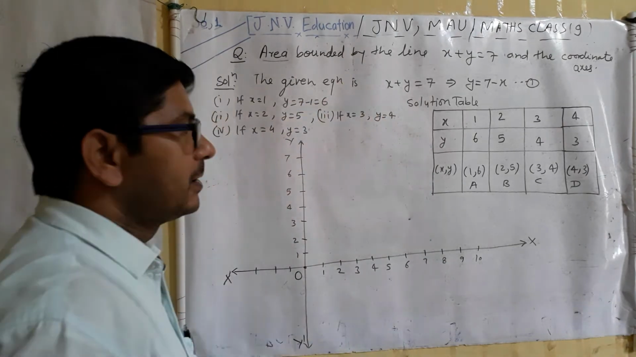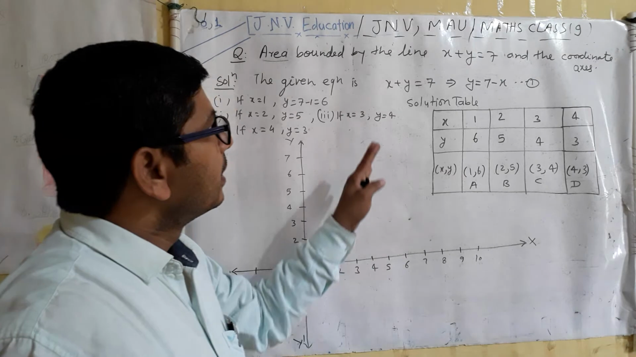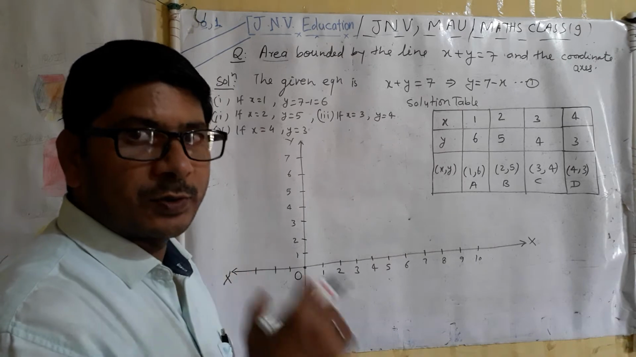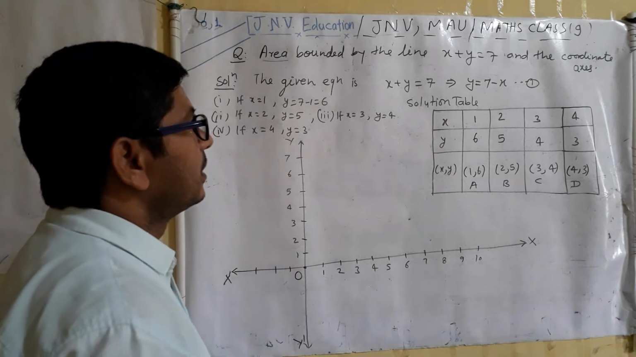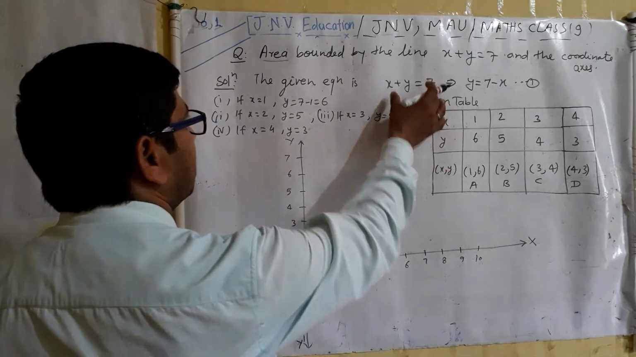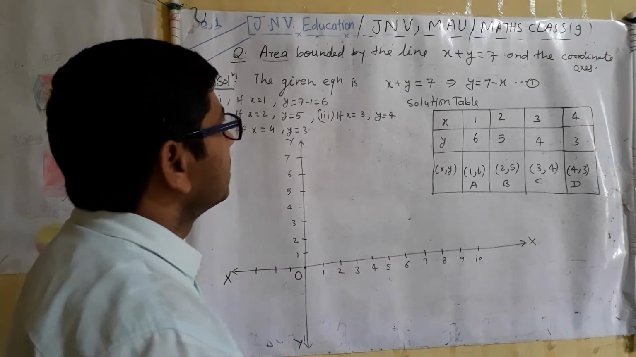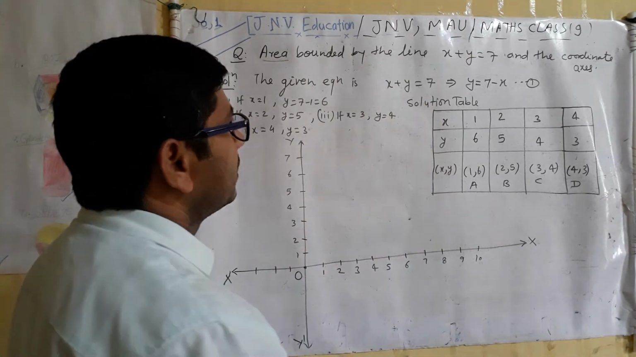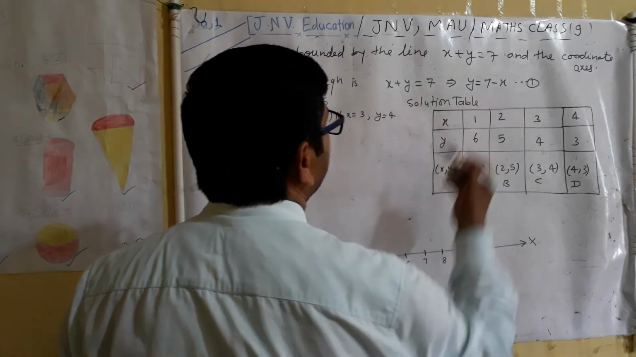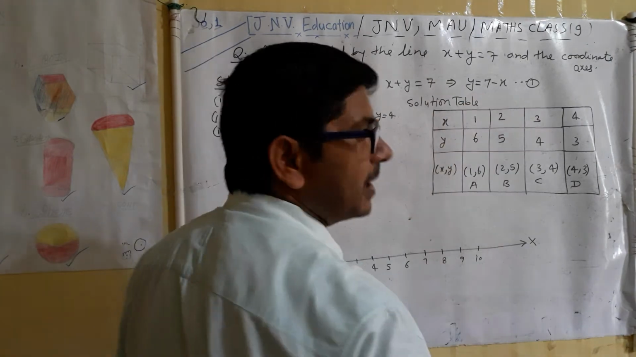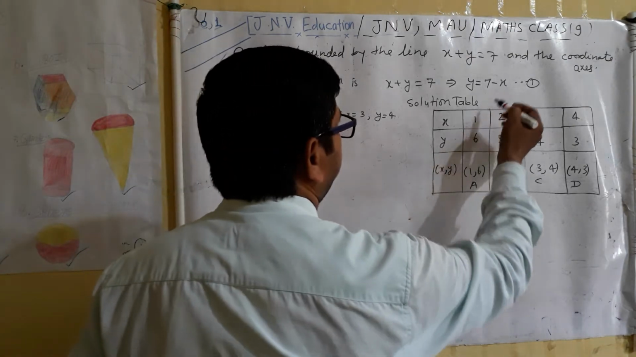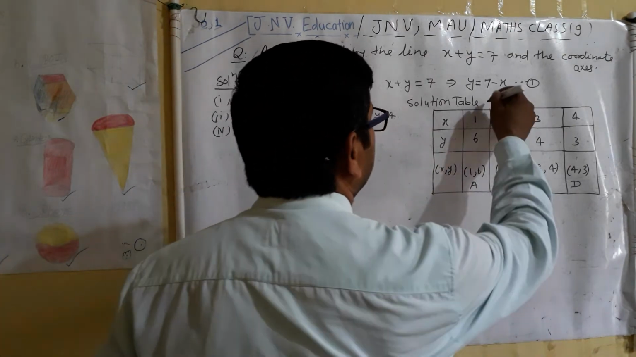First of all, we have to represent the linear equation through the graph. After that, we shall see what is the area bounded by this equation and the coordinate axis. So we have to solve this equation by inspection method. So this equation can be written as y is equal to 7 minus x when you transpose x to the right side. So now the solution table is this. Now you are aware about the solution table.